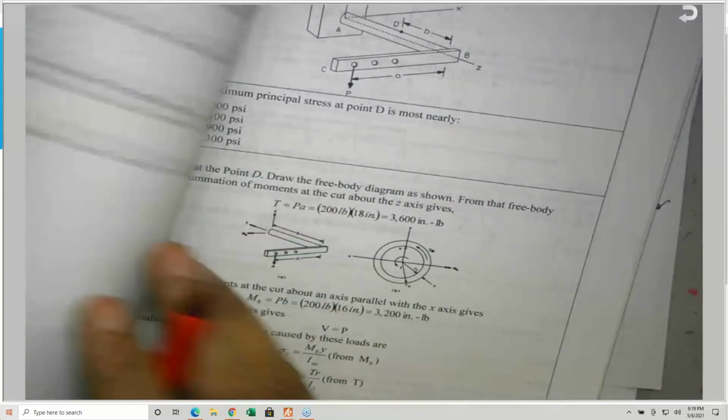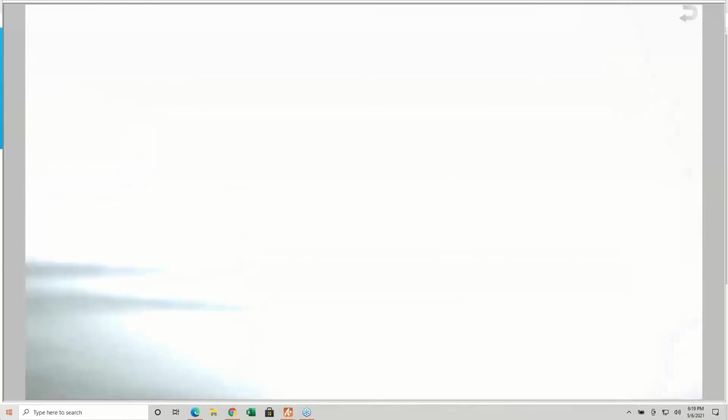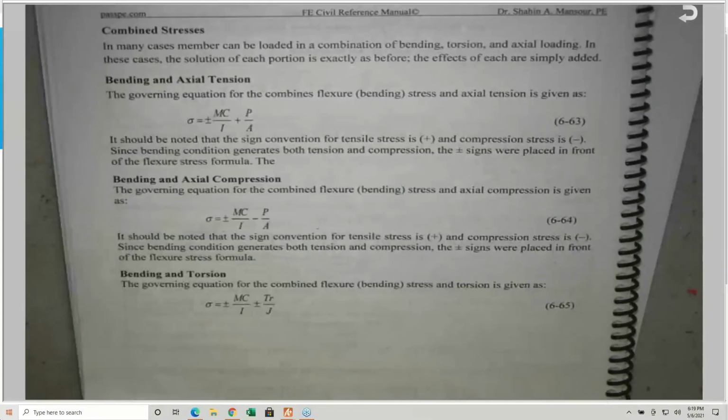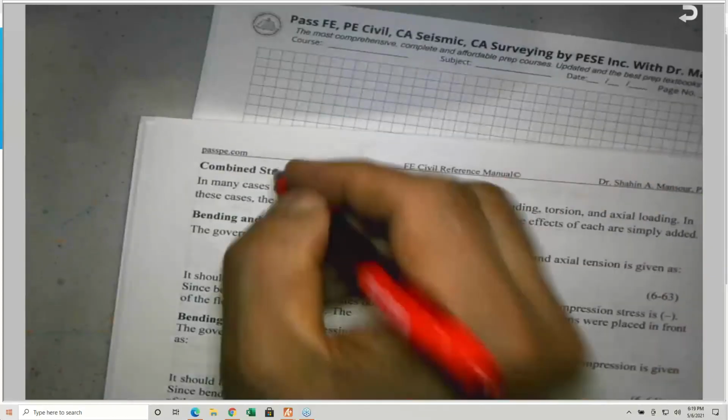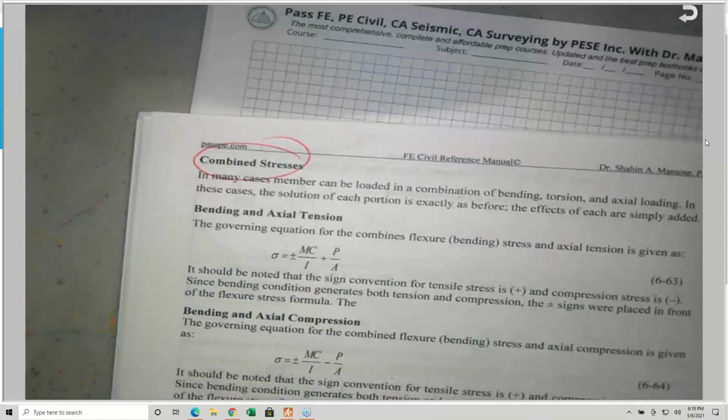All these things are combined stresses. I included one section about combined stresses. So the combined stresses, I don't know if they can.